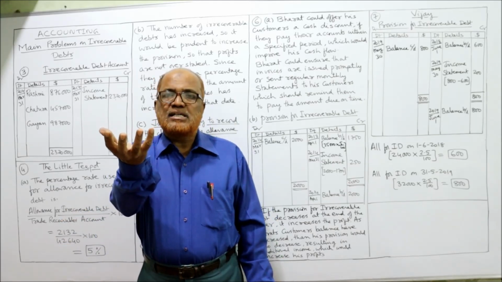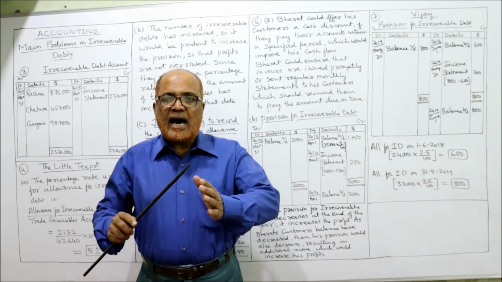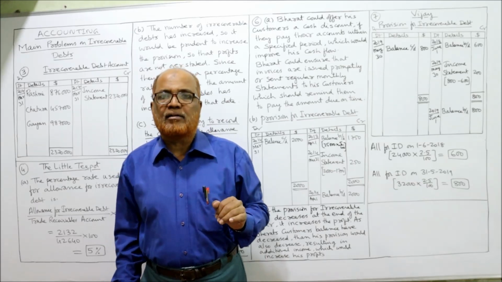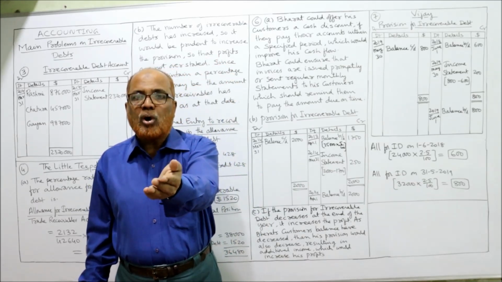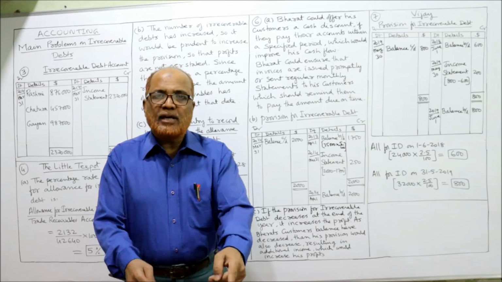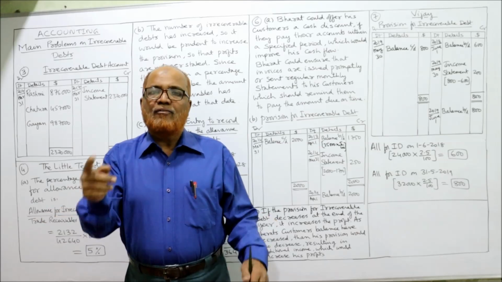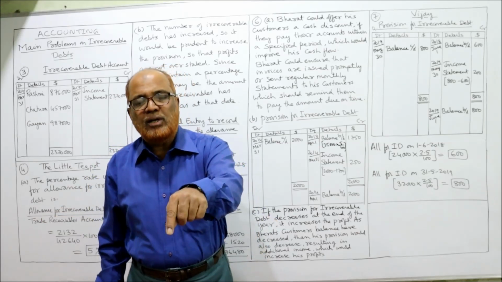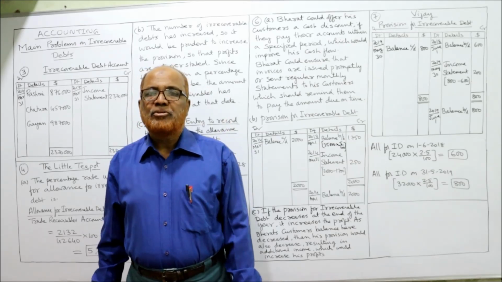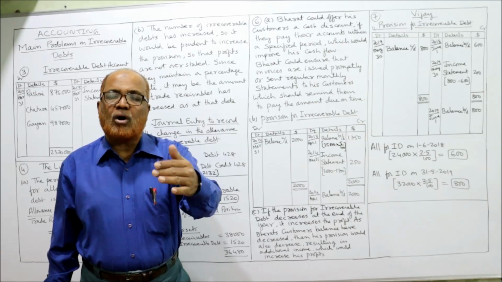When trade receivables decrease, the allowance for irrecoverable debt also decreases. There is a direct relationship between trade receivables and the percentage allowance for irrecoverable debt. The higher the trade receivables, the more the allowance. The lesser the trade receivables, the lesser the allowance. So here, trade receivables have decreased, and naturally allowance will also decrease. When allowance decreases, the profit will increase. So it is asking what the effect on profit is.